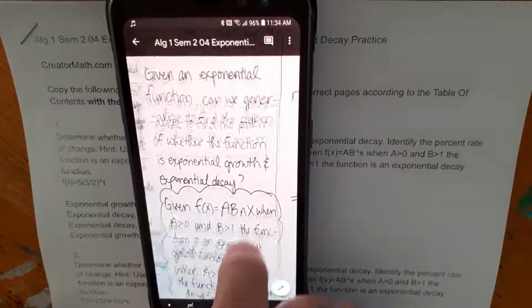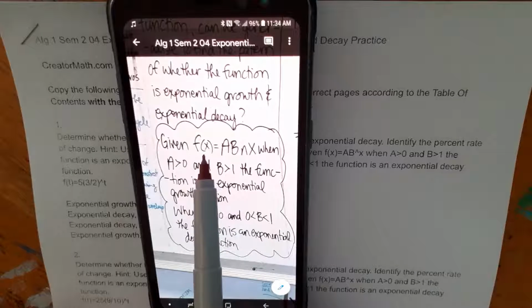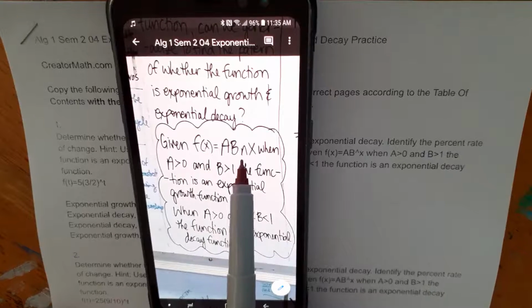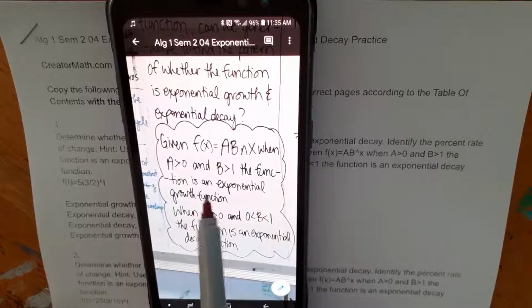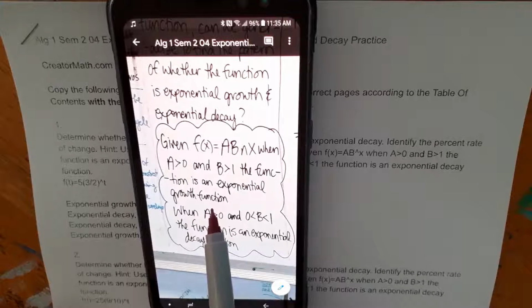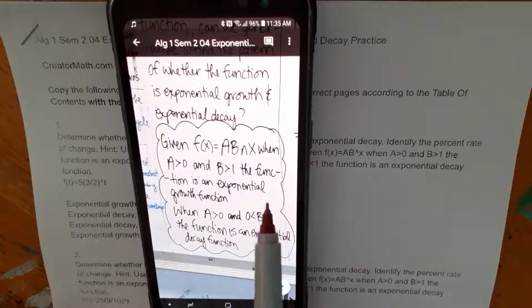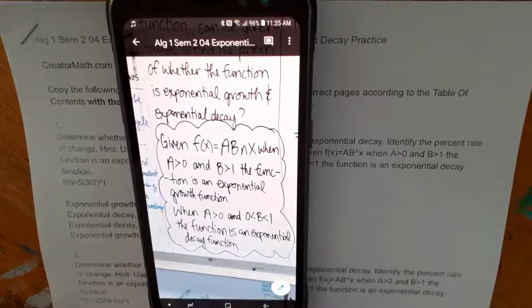So the important aspect of this is, given a function f of x equals a times b to the power x, when a is greater than 0 and b is greater than 1, the function is an exponential growth function. So we're talking about 2 things, and this is the 3rd lesson in this set, so if this doesn't sound immediately familiar to you, make sure you're going in order for the lessons because they build on each other. Then it also talks about when a is greater than 0 and b is between 0 and 1, that would be like 0.5 or something like that, the function is an exponential decay function.